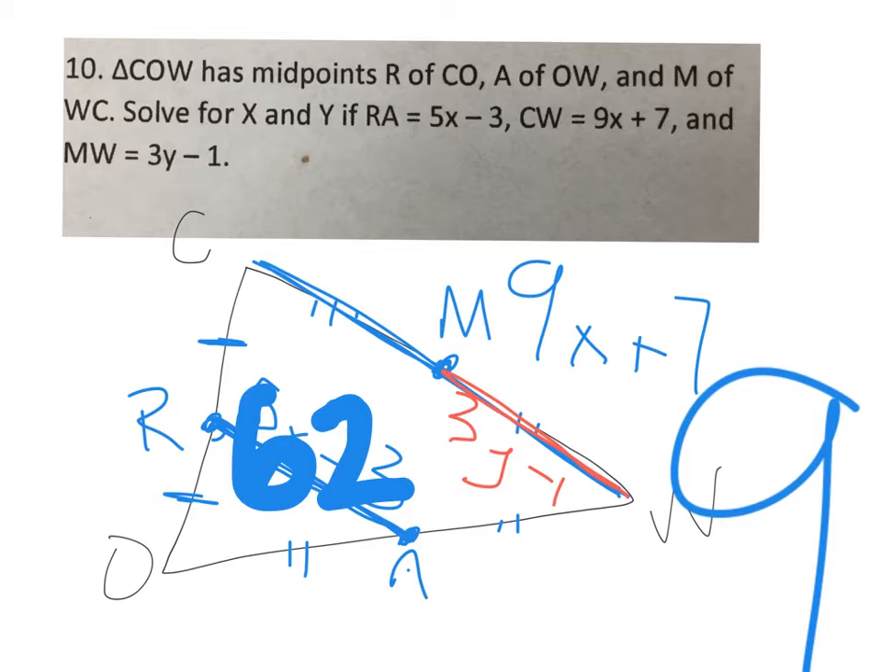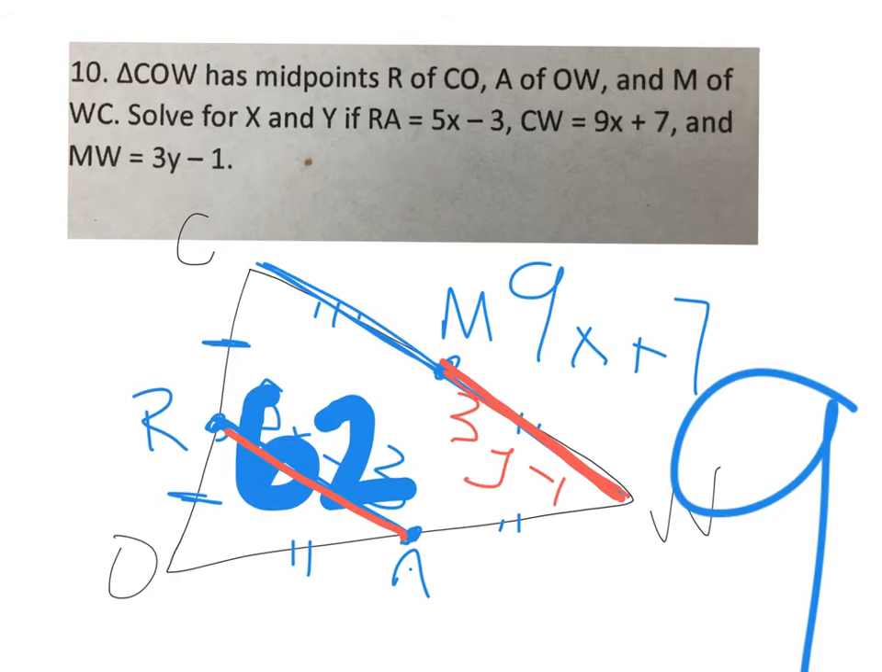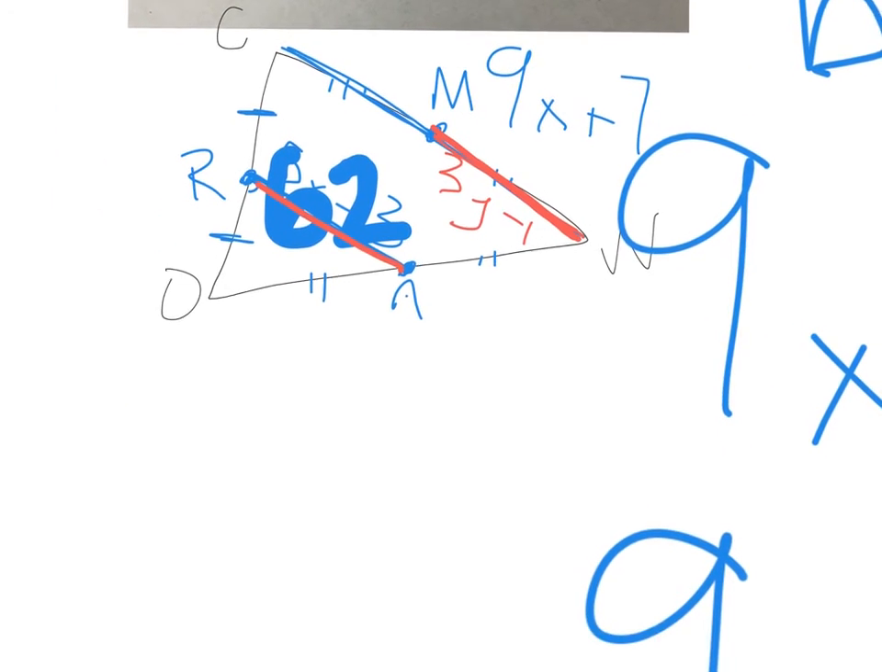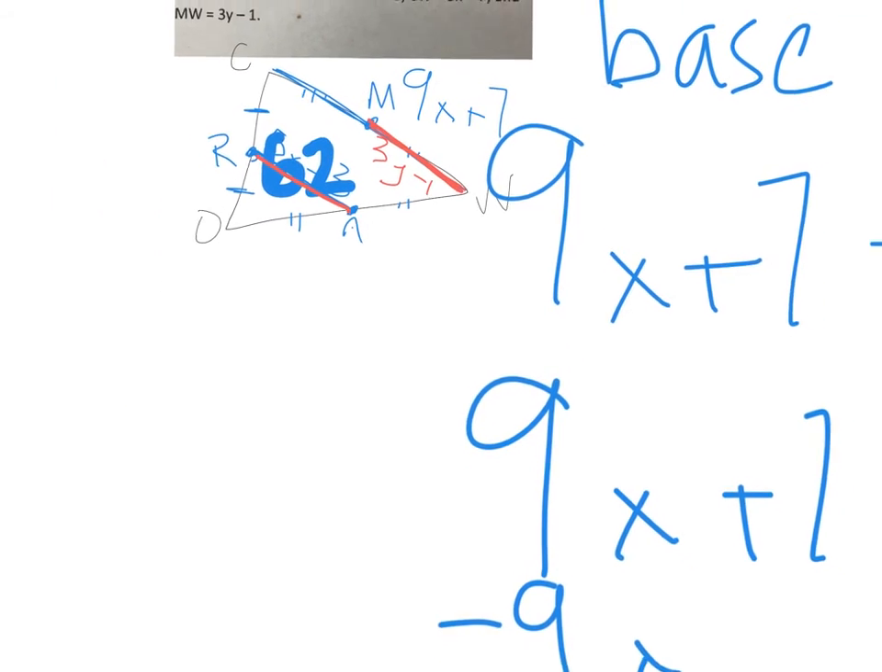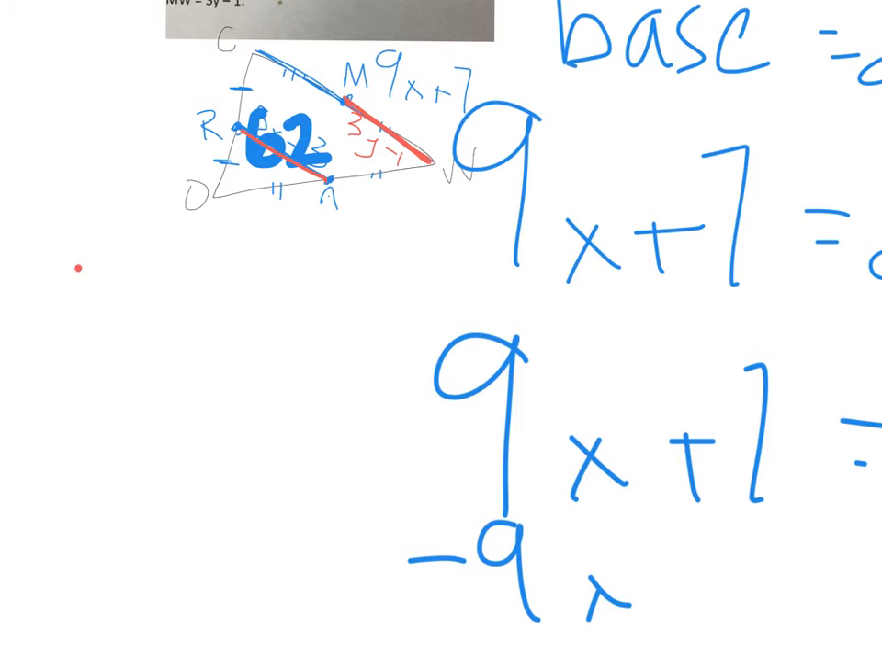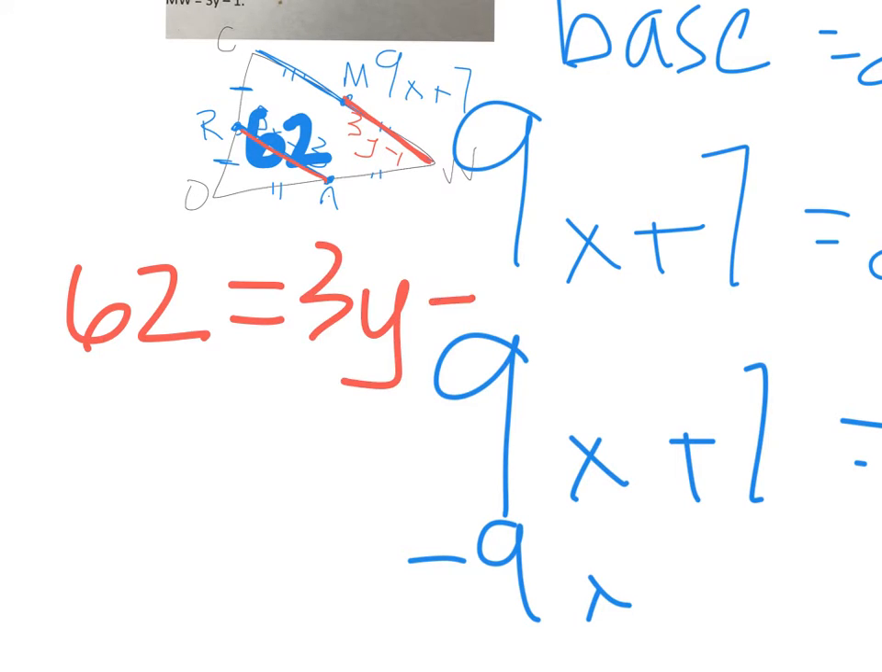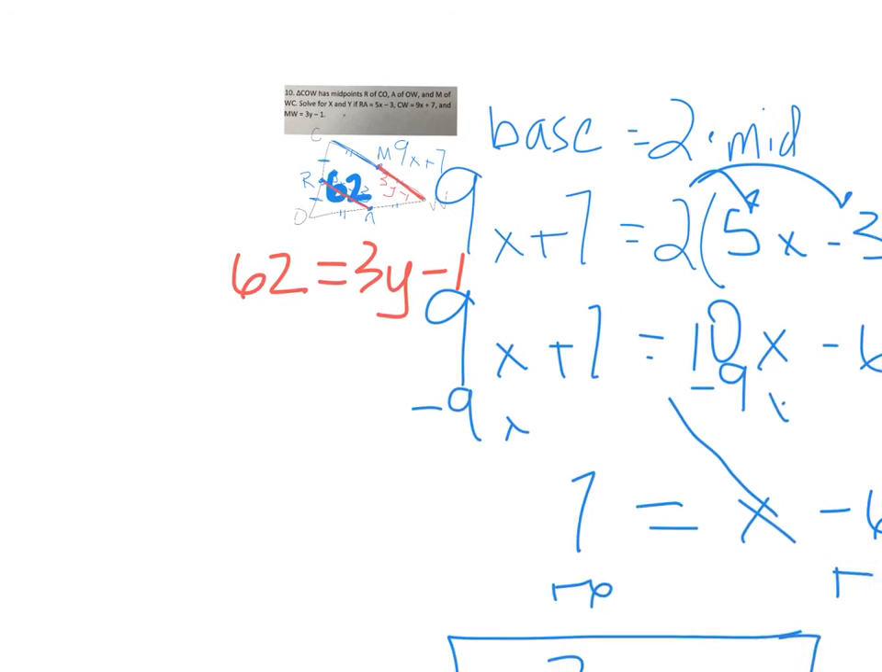And that helps us solve for y. Because I know, and you should know too, that the midsegment is equal to this segment, because that's half of the base. So of course, since the midsegment is half of the base, that must mean that 62 and that side are equal. So 62 equals 3y minus 1, and I'm going to try not to write over myself here.